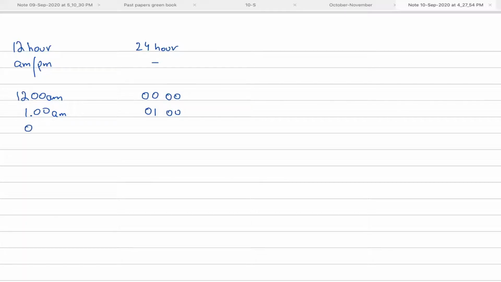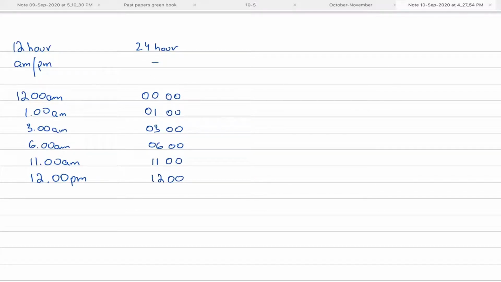Now let's say you have 3 AM, so I'm going to write this as 3:00 AM in 12-hour clock, and the number of hours is going to be the same in 24 hours as well. So this is going to be 0600 in 24 hours. Suppose you have, let's say, 11 AM, so in 24-hour clock it's going to be 1100. Now when the clock hits 12 in a 12-hour clock, it turns into PM, so 12 hours have passed, and in 24 hours it is going to be 1200.